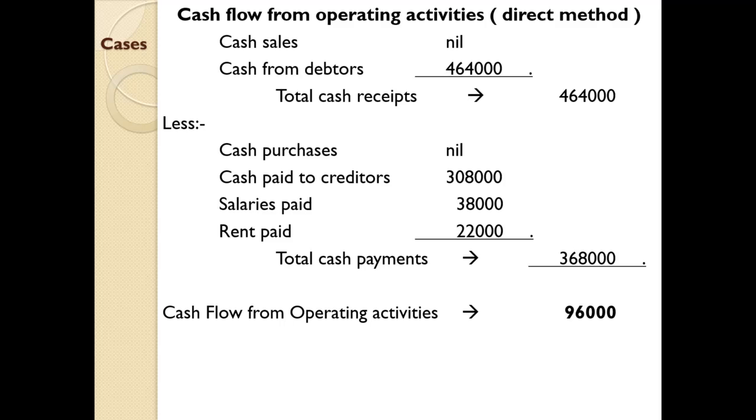So this is how you have to prepare a cash flow from operating activity using the direct method. And remember, in the absence of information regarding cash sales and cash purchases, all sales and purchases are assumed to be made on credit. That is an important note. Remember it. So this is how you have to prepare a cash flow statement using the direct method.